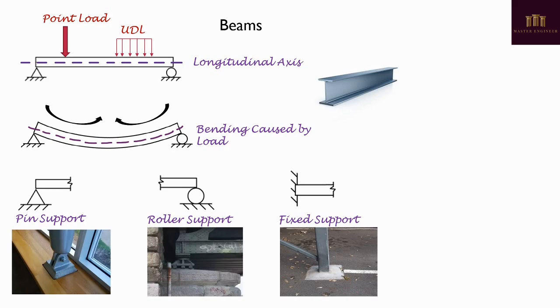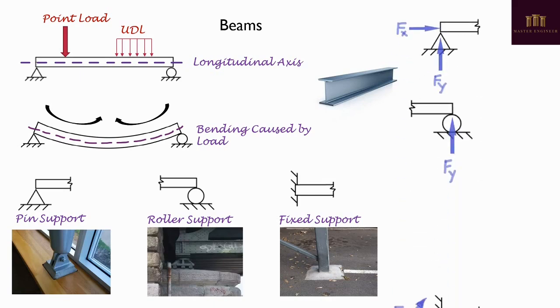Each type of support exerts one or more forces on the beam, which are called support reactions. A pin support provides two reaction forces, one in the X direction and one in the Y direction. A roller support has only one reaction force, which is always perpendicular to its surface of contact with the ground. Finally, a fixed support provides three reactions: one in the X direction, one in the Y direction, and a bending moment about the Z axis, which is perpendicular to the two-dimensional surface represented by the XY plane.